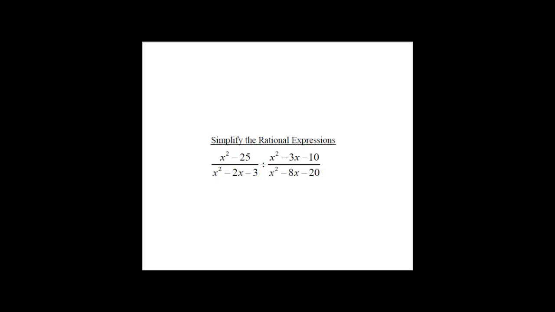Okay. Can you tell me how you factor this? The first part then? Yes, it'll be x minus 5 and then x plus 5. Yeah. Right, so that's a difference of squares. Very good. x minus 5, x plus 5.